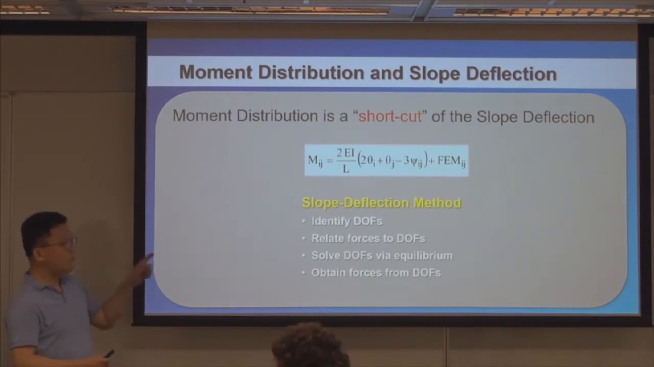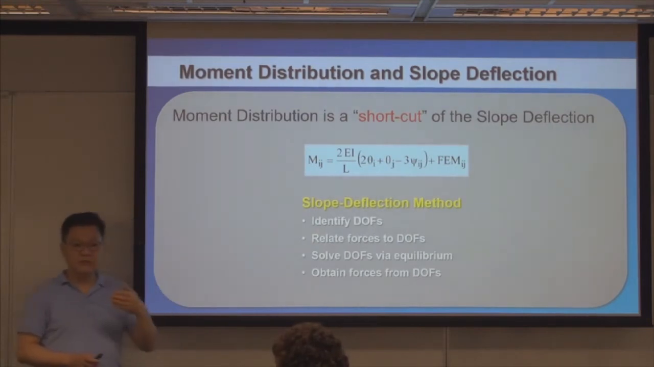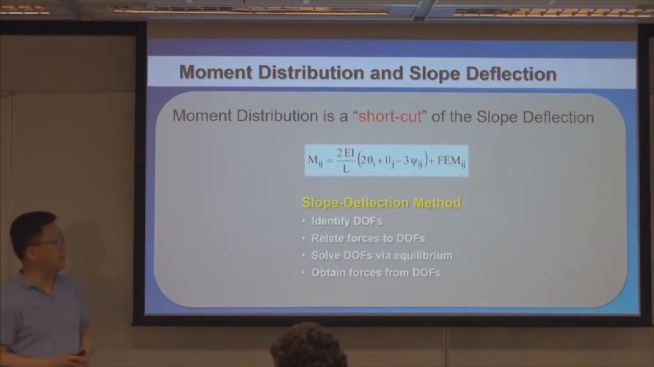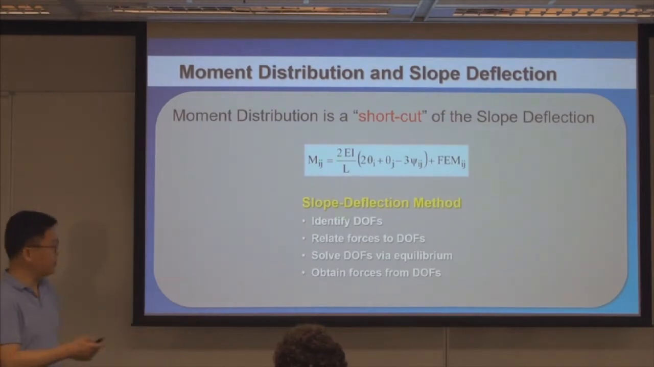Now, moment distribution is one step further. It's trying to further help you simplify the analysis. So let's revisit the slope deflection method here, and then go on from that method to moment distribution. Basically, we have a four-step procedure for the slope deflection method.